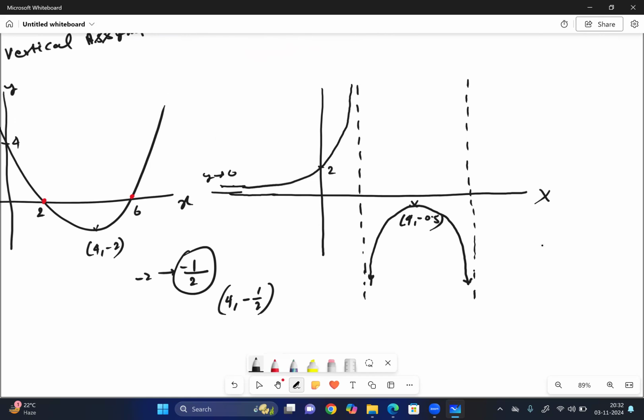So I can make it similarly, like this. It's never going to intersect the x-axis, right? And these points, 2 and 6, which were the roots earlier, are now the vertical asymptotes x equals 2 and x equals 6. Hope this is clear to you.